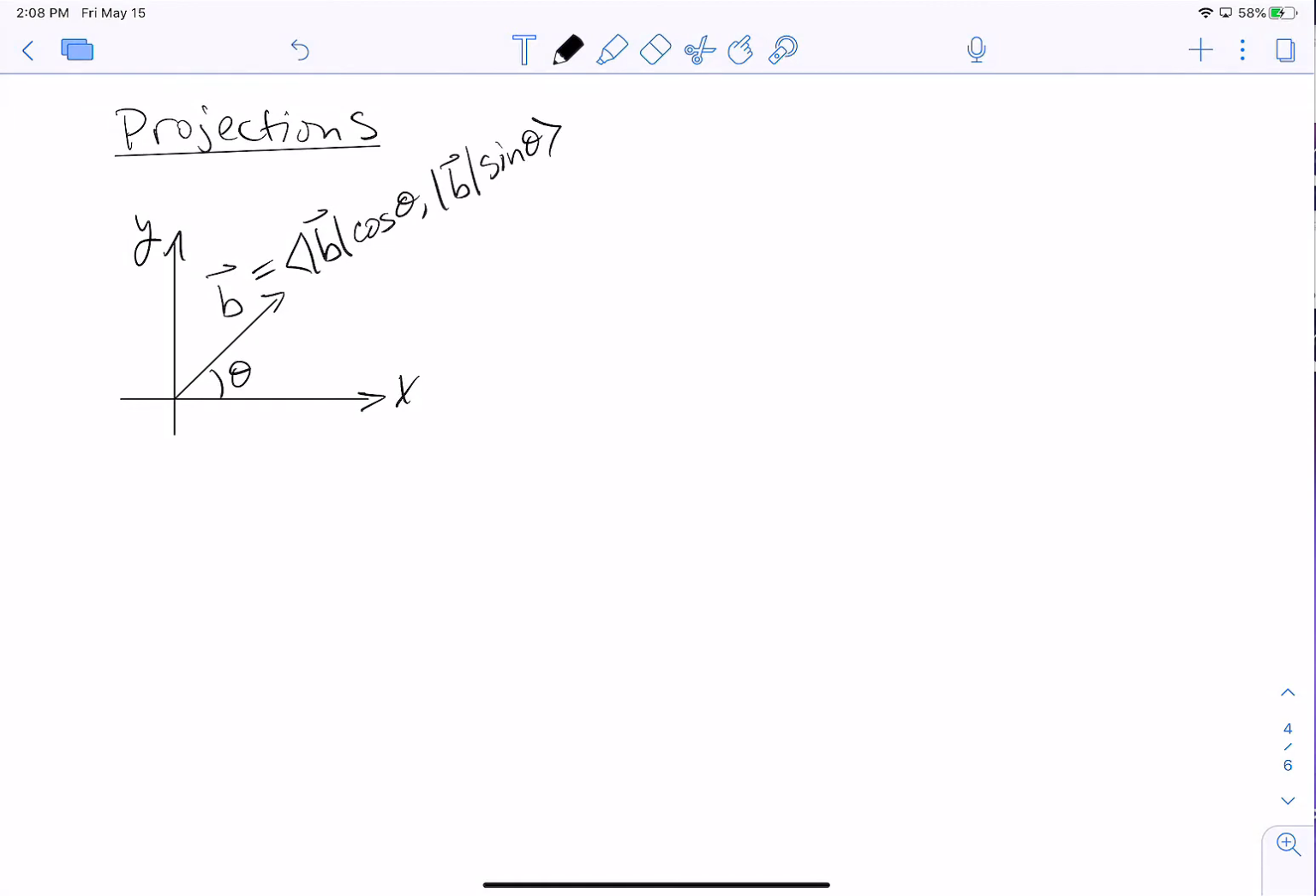Projections are a way to describe how one vector relates to another. We're going to picture in the xy plane a vector b that's given by the magnitude of b times the cosine of theta, the magnitude of b times the sine of theta, theta being the angle made with the positive x-axis.